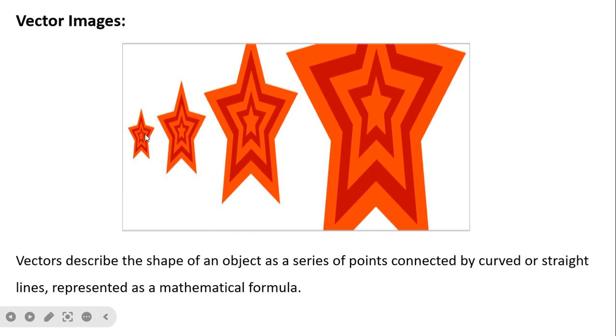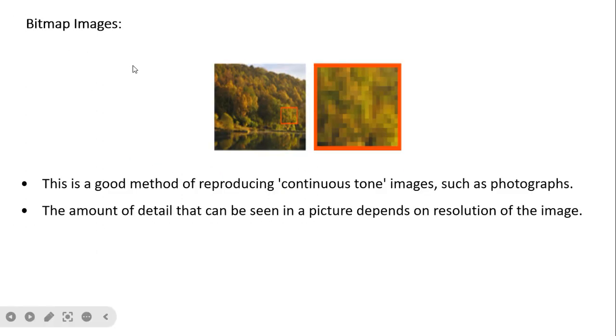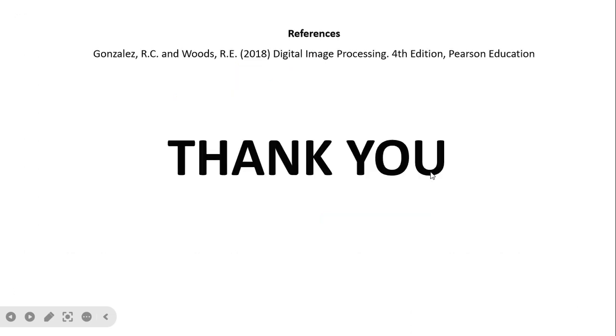So whenever we zoom in or zoom out of this image, we only need to change the mathematical formula and it will display according to that formula. But this is not so with the bitmap image. They are continuous tone images and captured naturally. So this is all about sampling, quantization and resolution.